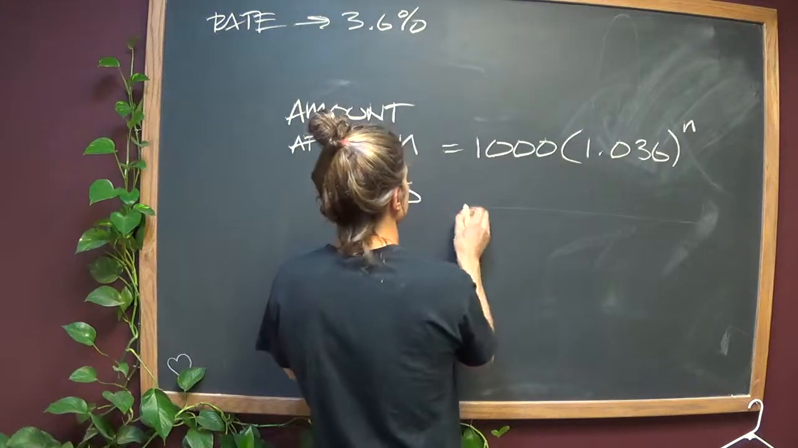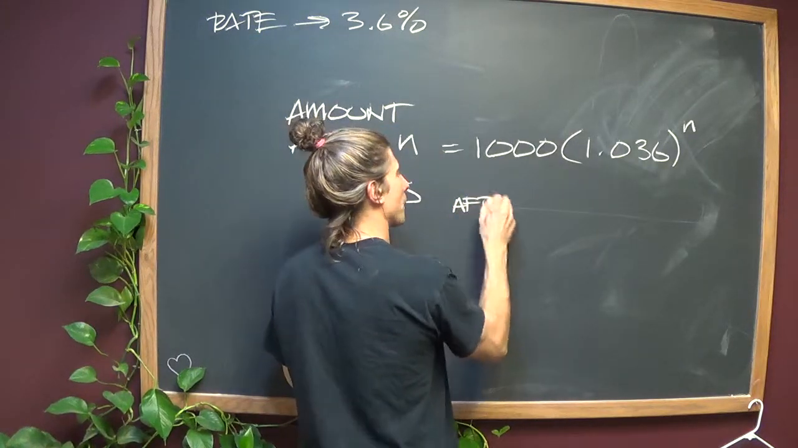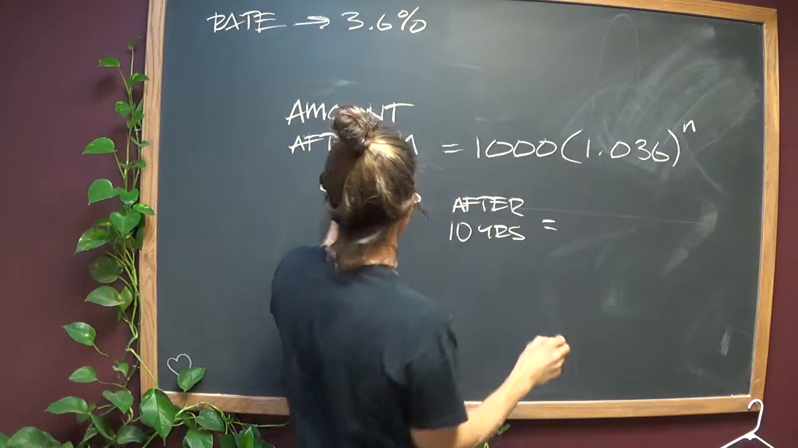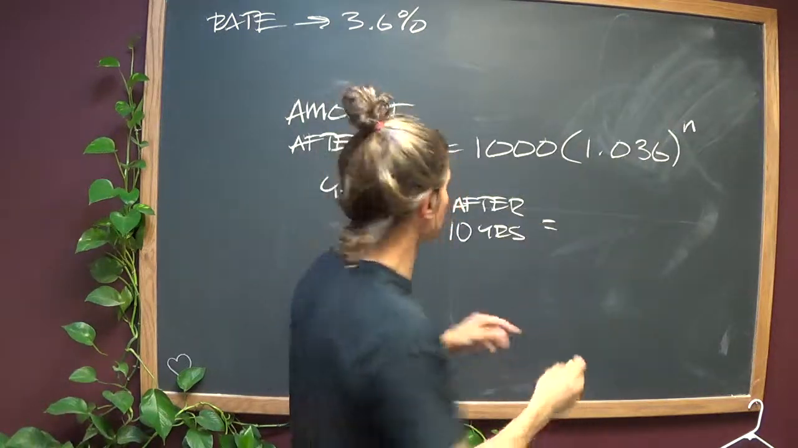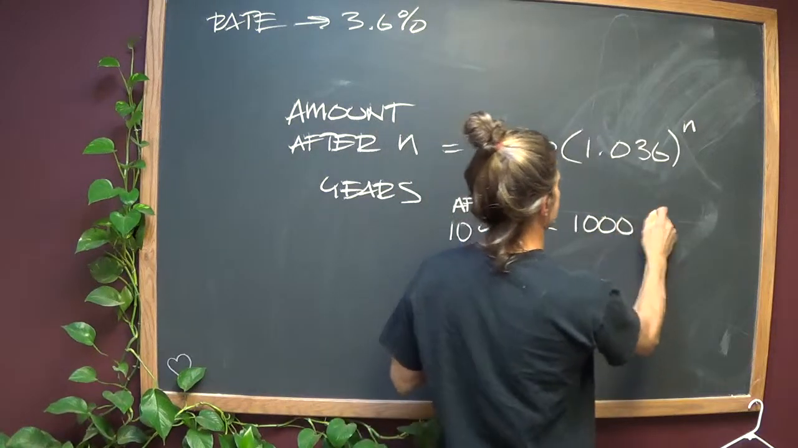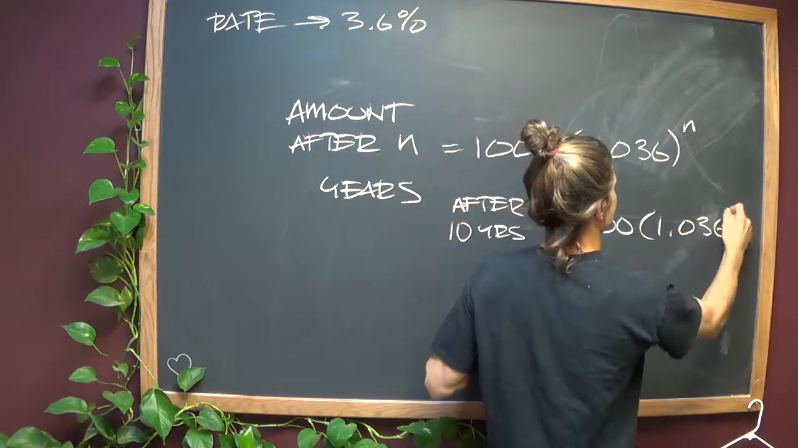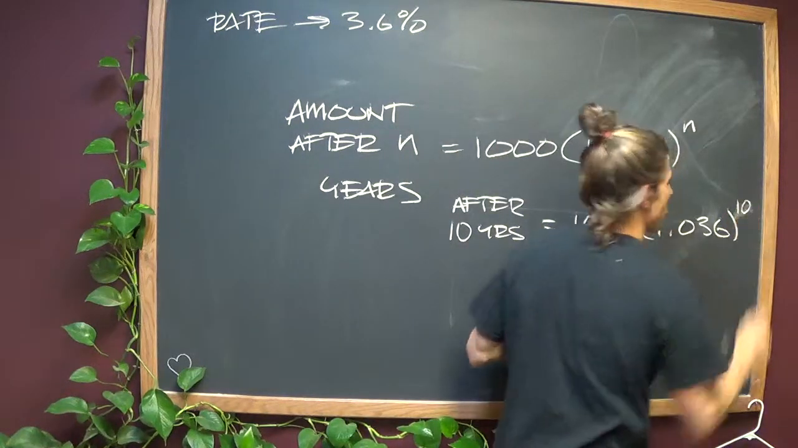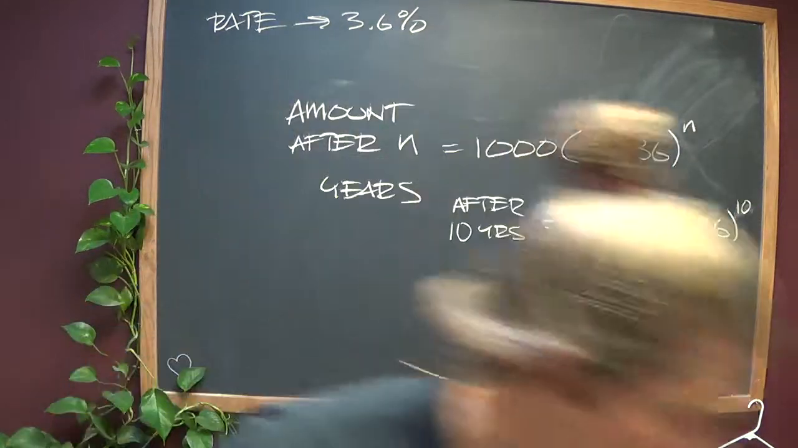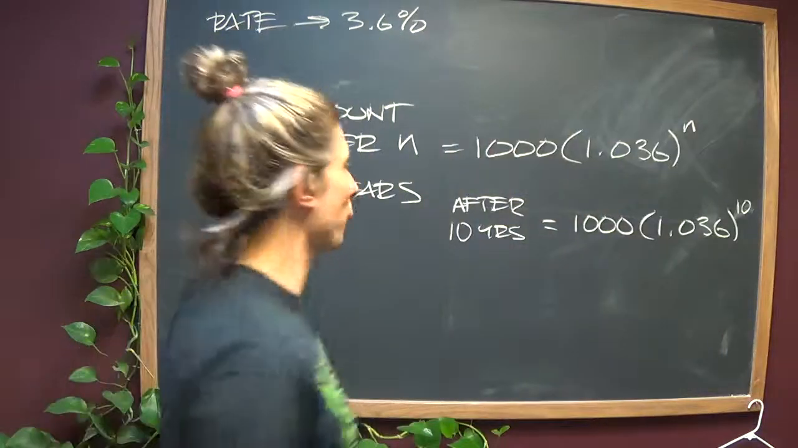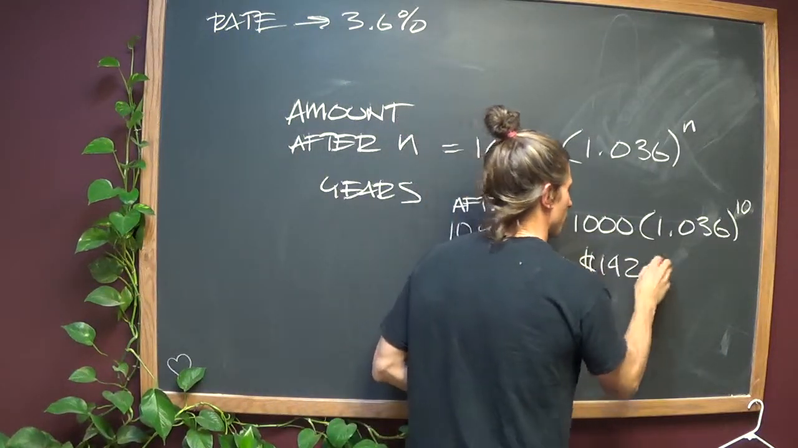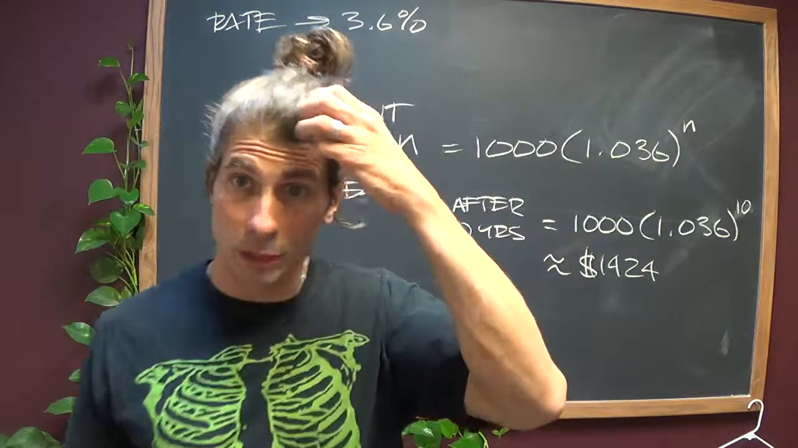And after 10 years, all you're going to do is change n to 10, so you end up with $1,000 times 1.036 to the 10th power, excuse me, that rhymed with nth. And then you just crunch that out. I crunched it out and I got about 1,424 bucks. So 1,424 bucks. Beautiful. It's absolutely beautiful.